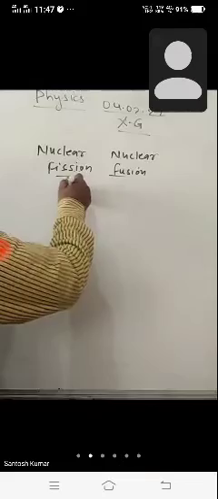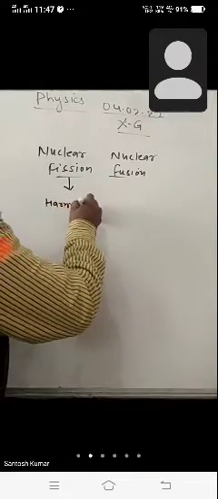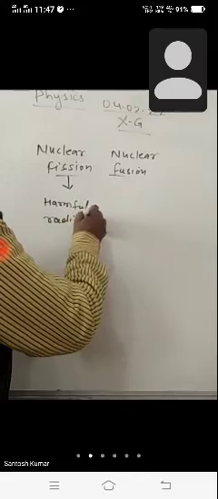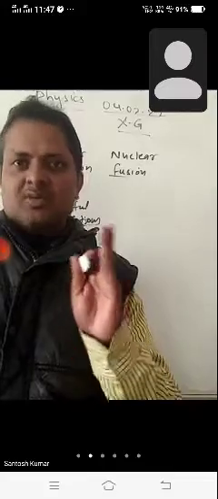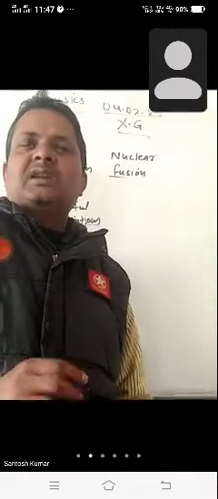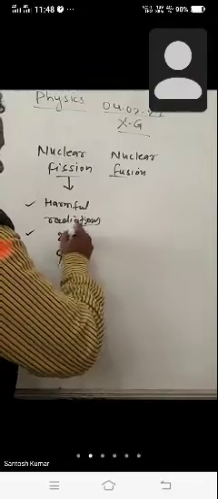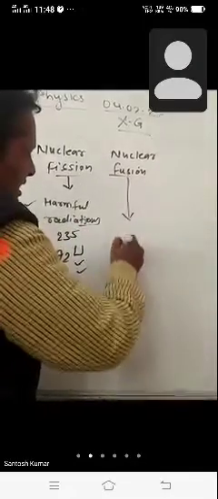Here, in this case, harmful radiation. So whenever a fission reaction takes place, there is a chance of the production of harmful radiation. Fusion does not cause it. After that, you can also mention that the raw material required for nuclear fission was uranium. We had seen 92U-235. This is the raw material, but in this case, hydrogen.